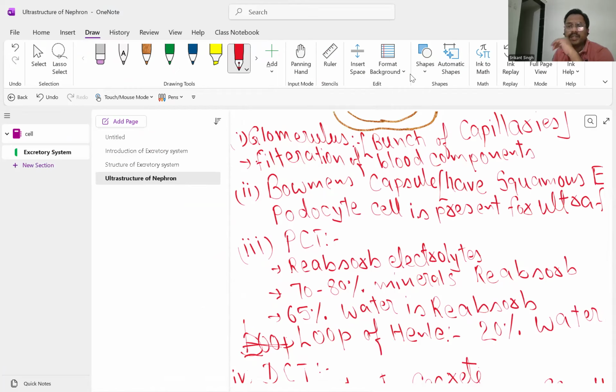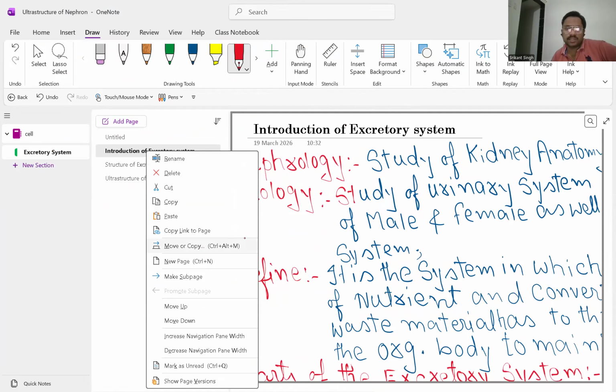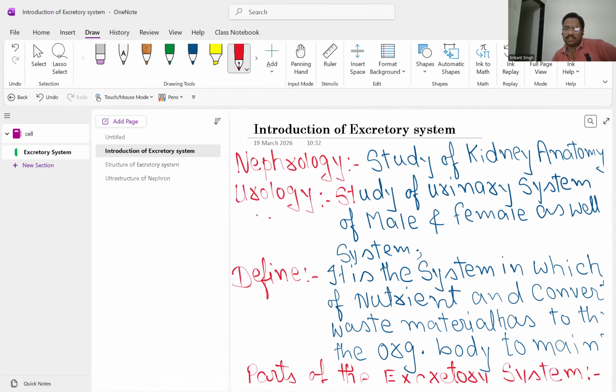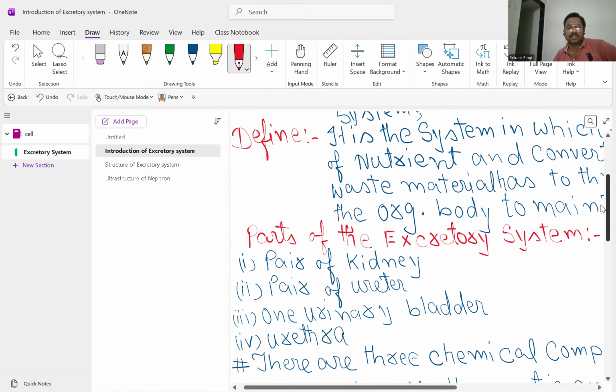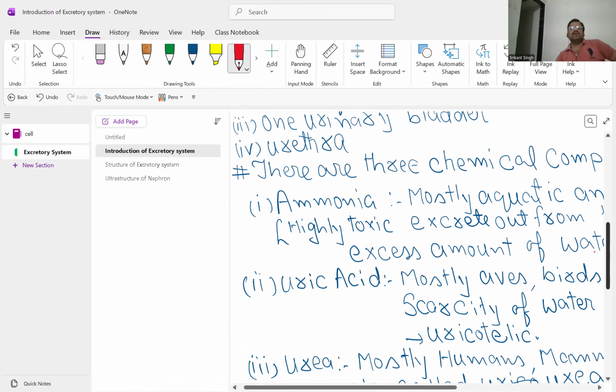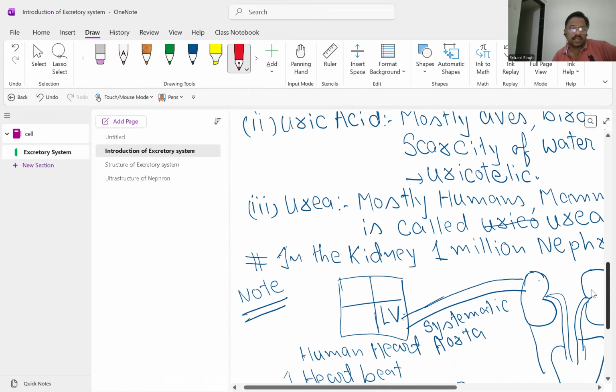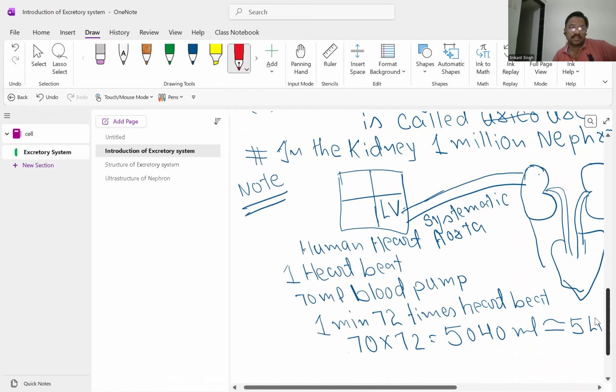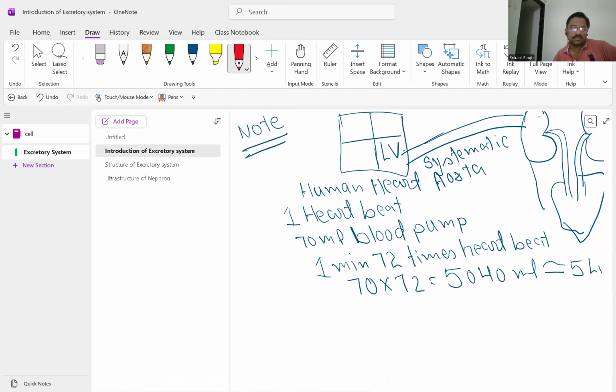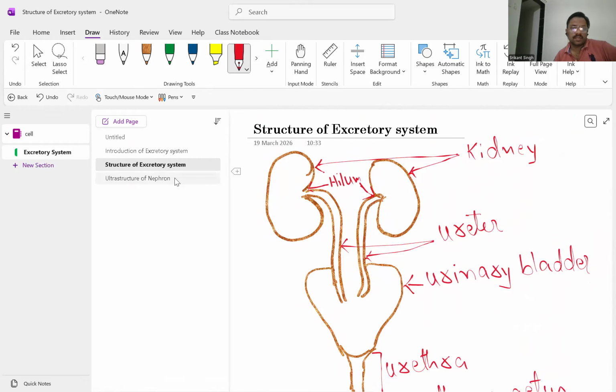Finally, this way I have made you understand the excretory system. On the first page, I gave you an introduction about what the excretory system is, then I defined the system parts, then went on to the structure of the excretory system.